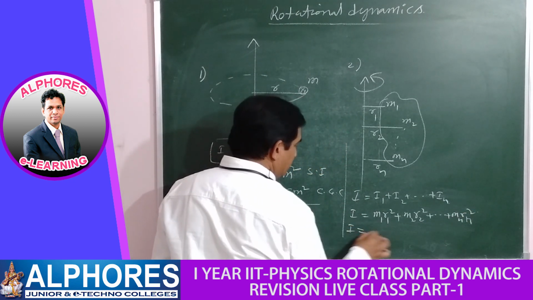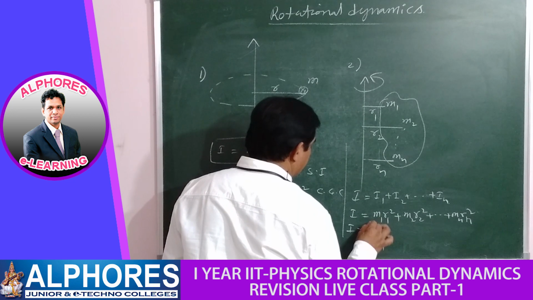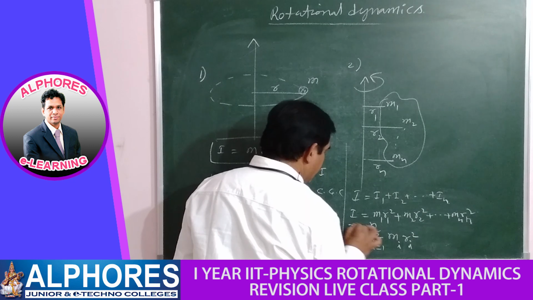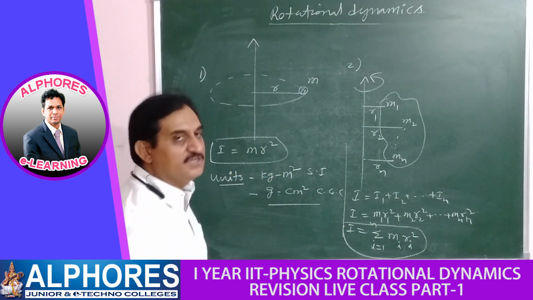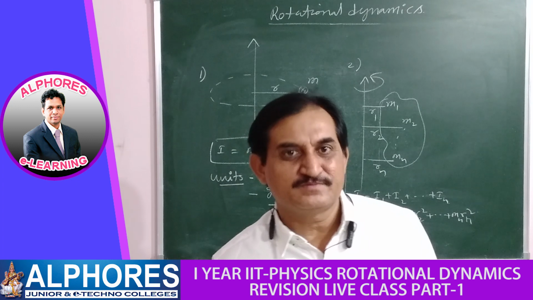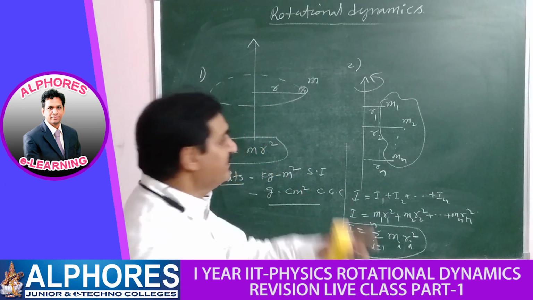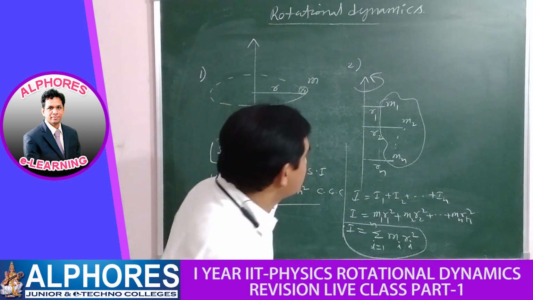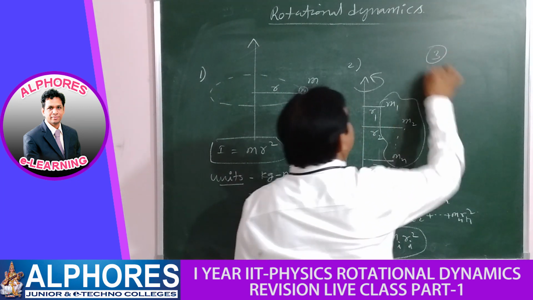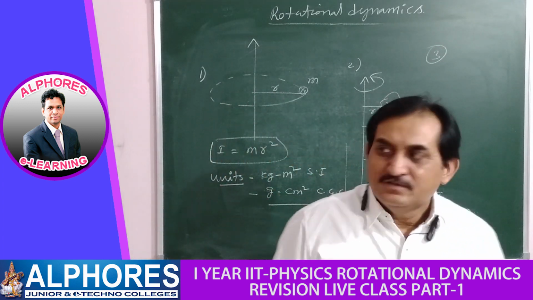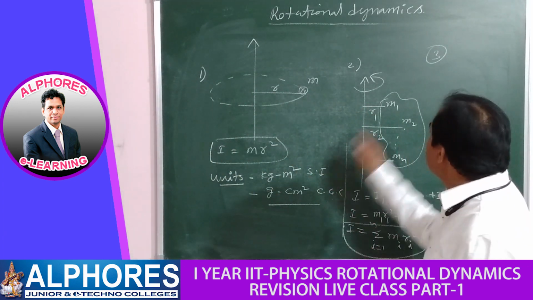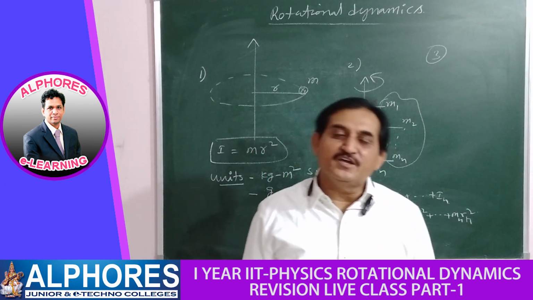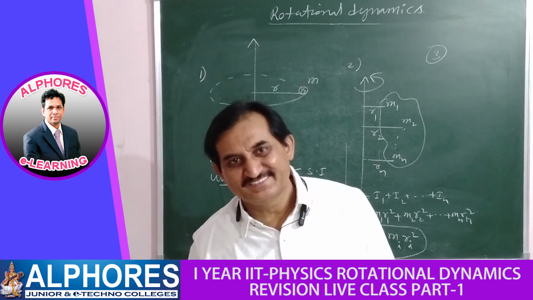Which gives us the summation from i equal to 1 to n; simply we can write it as mi ri square. This is the moment of inertia of a system of particles, and this is the second variety of moment of inertia, calculated for a system of particles. And the third variety: the first was a particle, the second a system of particles, and the third is a rigid body of continuous mass distribution.